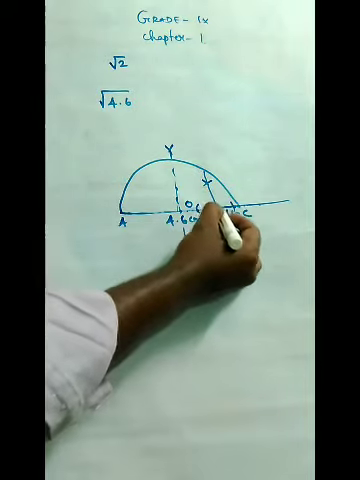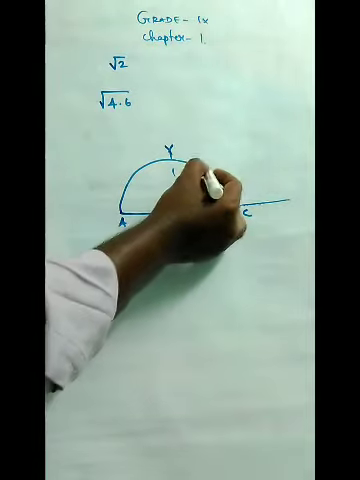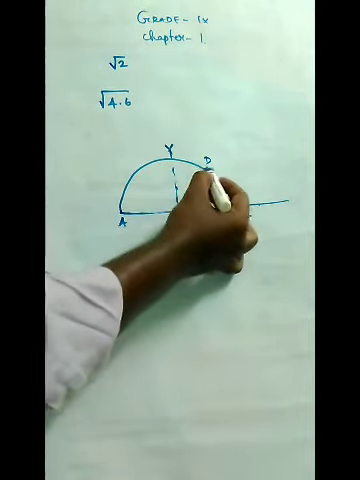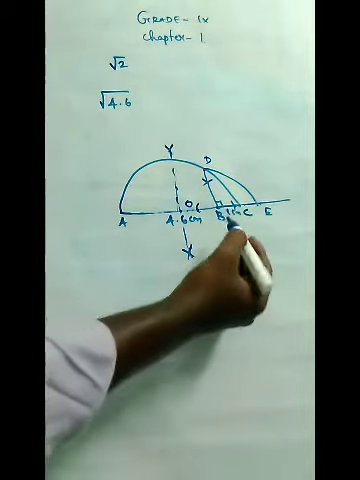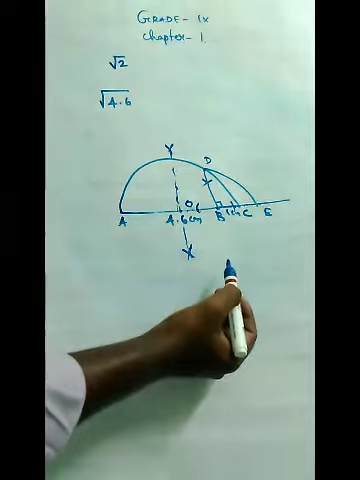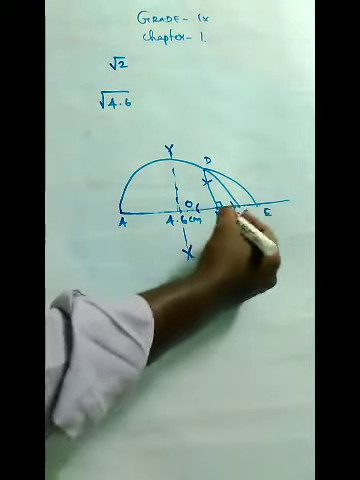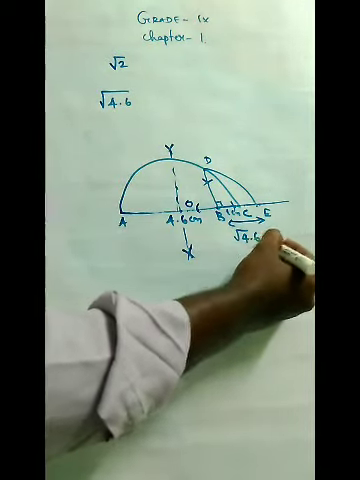Then we have to draw a line which should be a perpendicular. Then we have to measure this length with the help of compass. So we can mark it as B. So BD to BE we have to draw. From B to D we have to measure with the help of compass. Then from B to D to BE we have to draw. This BE will be the length of 4.6 centimeter.